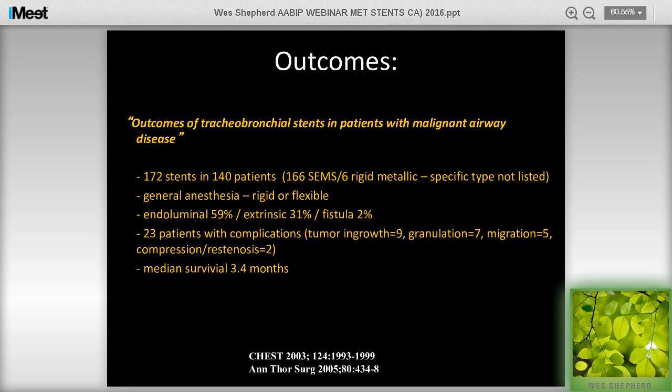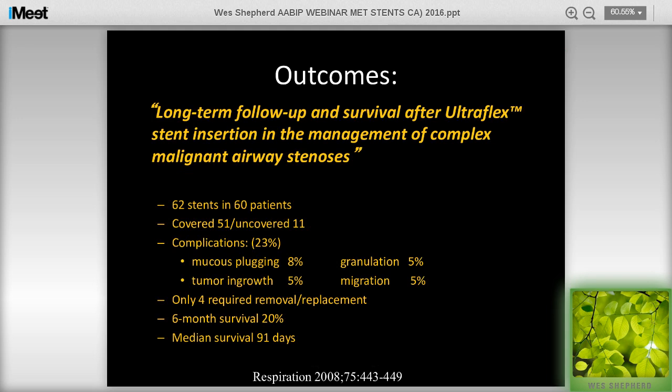This was one of the larger case series of metallic stents in malignant airway disease, 172 stents in 140 patients, and this is an older series. These patients had mostly endoluminal disease, but some of them had pure extrinsic disease. And 23 out of 140 patients had complications, with the most common ones being tumor ingrowth and granulation, a fairly low migration rate, as we typically see with metallic stents, and a median survival of only 3 months, which also is fairly common, as you know, in this patient population.